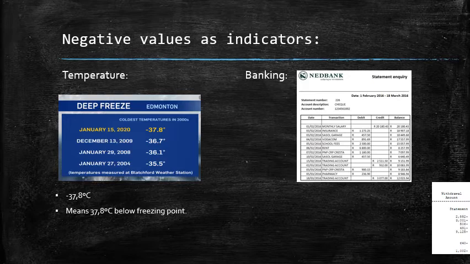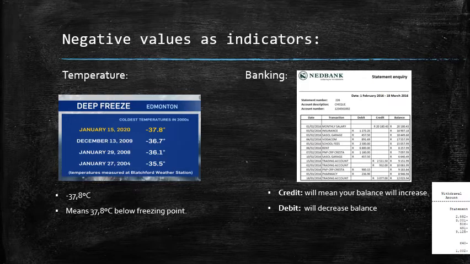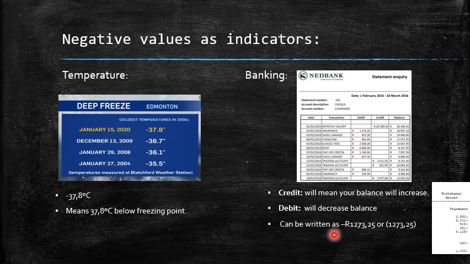If we look at banking, we need to remember that in terms of your banking, if you have credit, your balance will increase, and if you have a debit, your balance will decrease. So when we have a debit, if we look at something like this, 1273,25, it can also be written as 1273,25 with a negative sign in front, or on this side with a negative sign at the back, or it can be written in a bracket. So this again will use negative values.